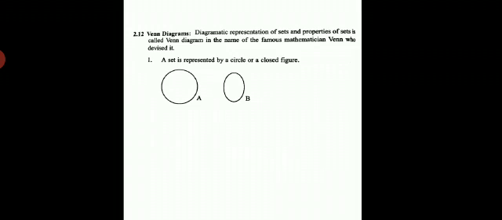Now the next very important concept, that is Venn diagram. The diagrammatic representation of sets and their properties is called a Venn diagram, in the name of the famous mathematician Venn, who devised it. So the properties are: a set is represented by a circle or a closed figure. In Venn diagrams we represent a set by drawing a closed figure. It will be a circle only, either A, here see A is a circle and B is in oval form.